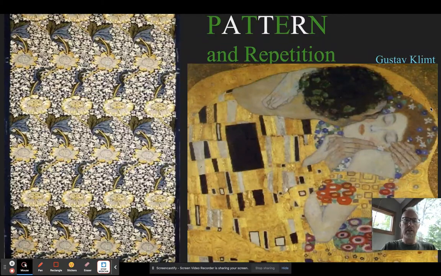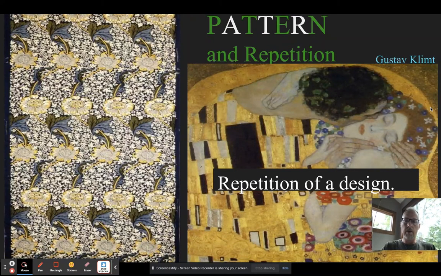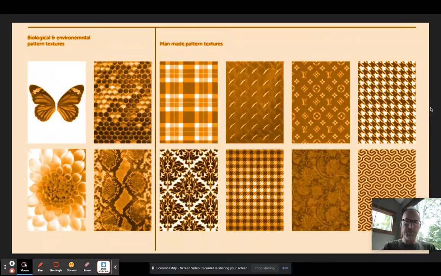Pattern and repetition. Anytime you take one thing and you repeat it multiple times, you can create a pattern, such as this detail from this Gustav Klimt piece here. Pattern is repeating of a design. So we can have biological or more graphic and man-made textures and patterns that repeat, but that's something we're going to use a lot in advertising.